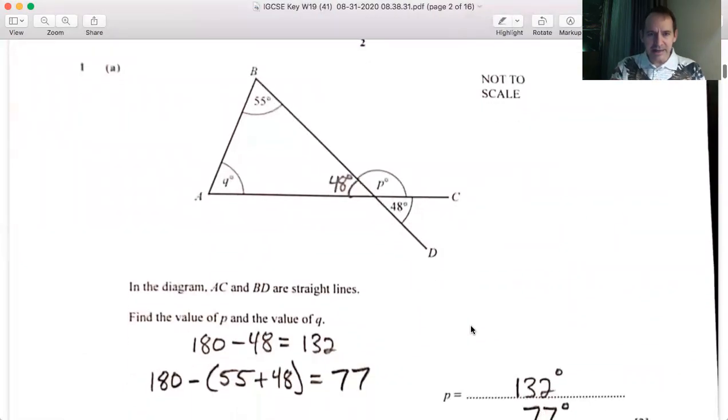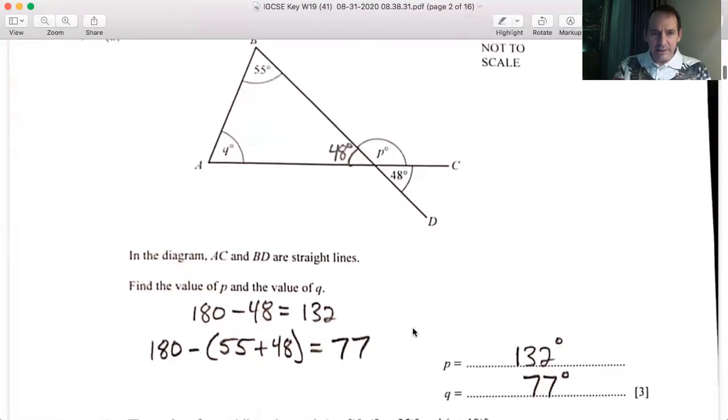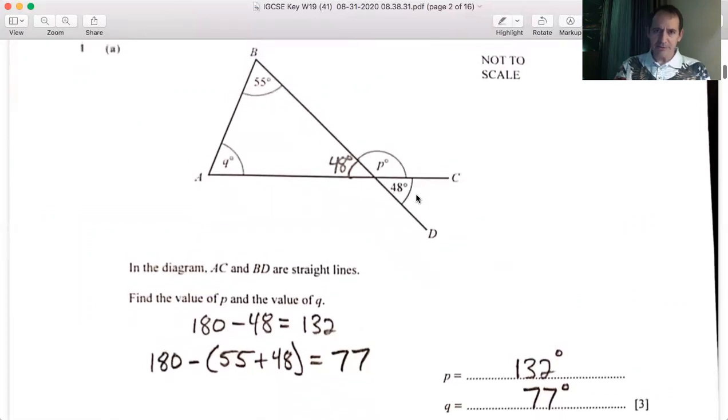First question is an angle question. We need to find the values of P and Q. So here you see a 48 that's given. And this angle right here and this angle right here are called vertical angles. Vertical angles are equal. And then AC is a straight line, means they're supplementary. They add up to 180. So 180 minus the 48 gives us 132. That's the value of angle P.